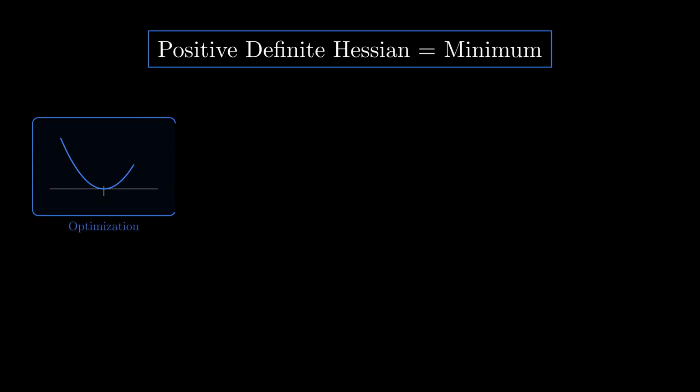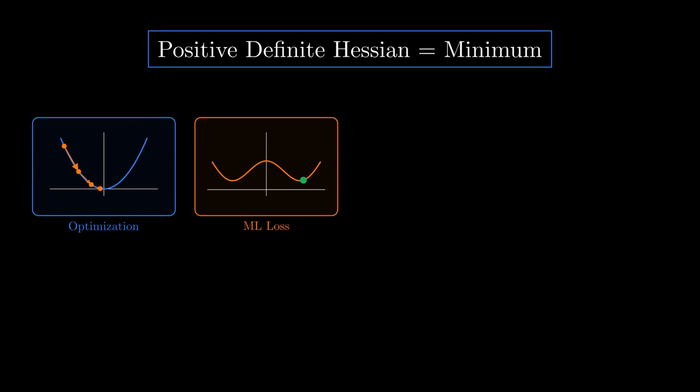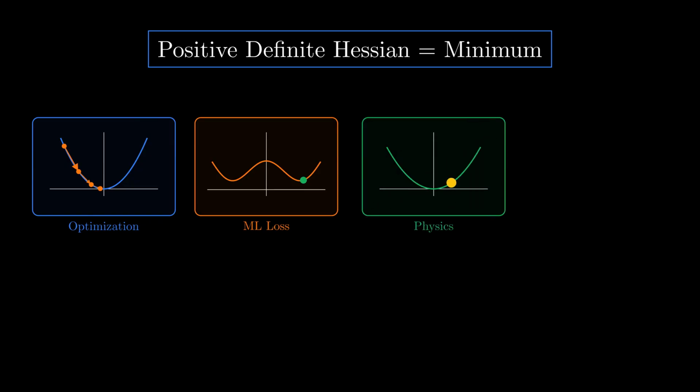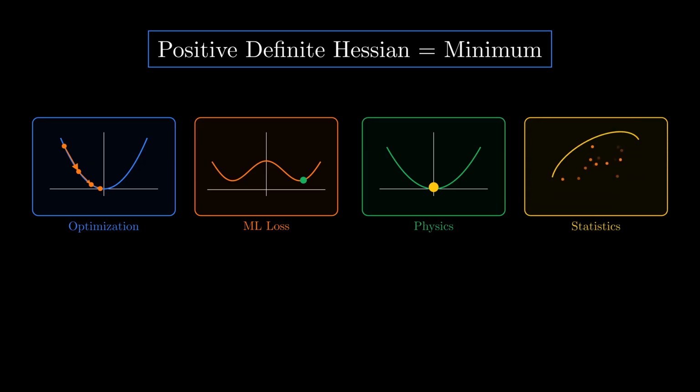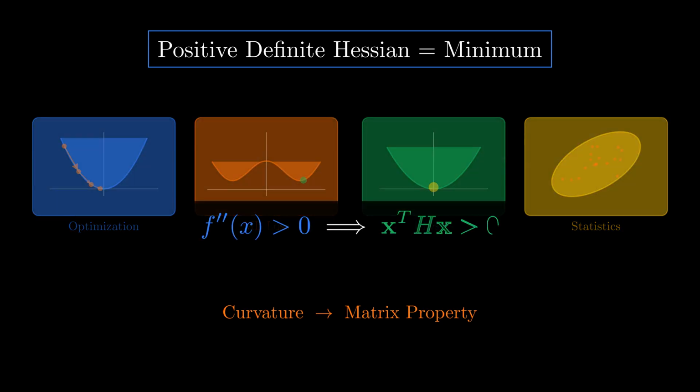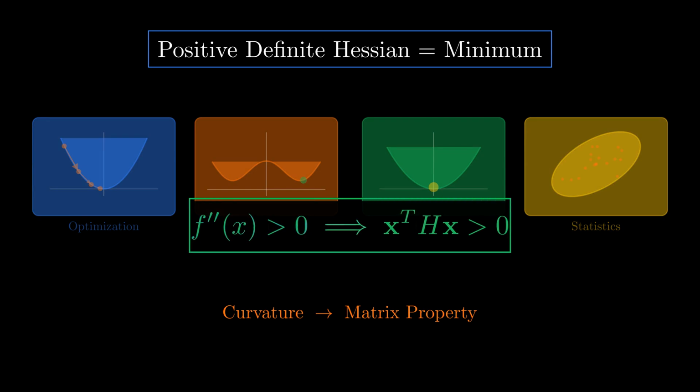This is why the concept shows up everywhere. In optimization, in machine learning loss landscapes, in physics stability problems, and in covariance matrices in statistics. Curvature in many directions collapses into a single matrix property. Linear algebra extends the simplest fact in calculus, that a positive second derivative means a minimum, to any number of dimensions, and that's the whole game.